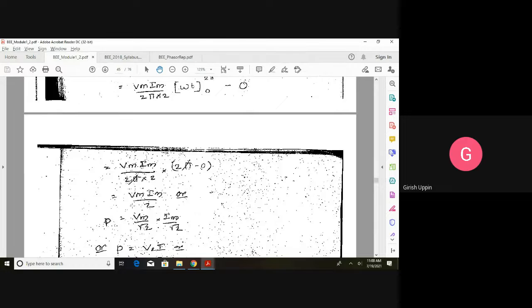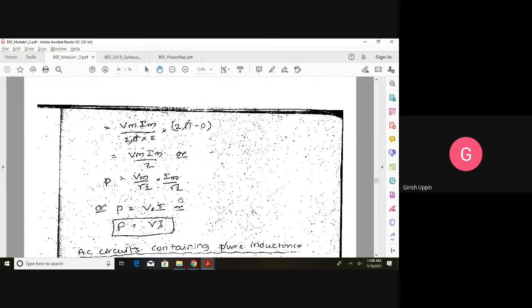So what is the power consumed in the pure resistor? P is equal to Vm Im by 2. If I write this 2 as root 2 into root 2, we get Vm by root 2 times Im by root 2. What is Vm by root 2? This is the RMS value of the voltage, that is capital V. And what is the RMS value of the current? Im by root 2 is capital I. Therefore, power is equal to V into I.